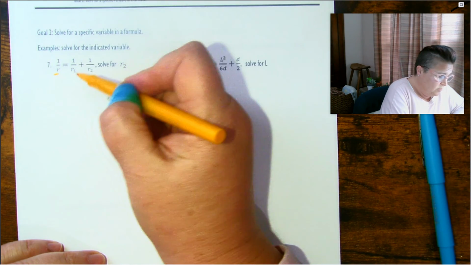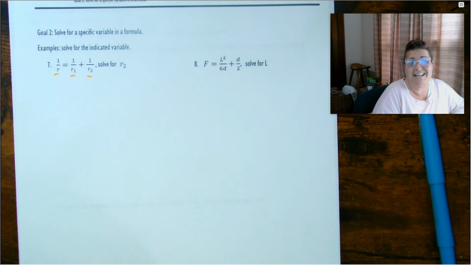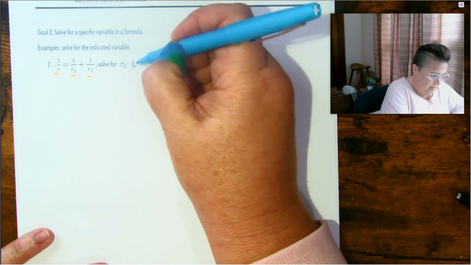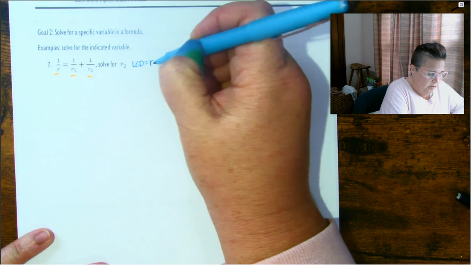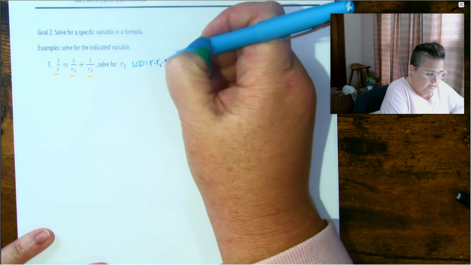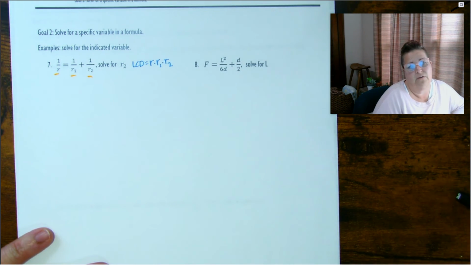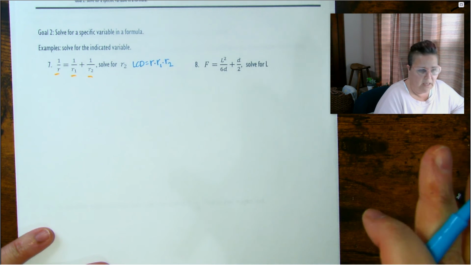The thing you need to know about this that you may not be familiar with is that these all represent different things. So even though it looks like 1 times R and 2 times R, it's not. It's the first R and the second R. So our lowest common denominator will be R times R sub 1 times R sub 2. They are all different things. If you would rather substitute with different letters, feel free. Just remember to substitute back.